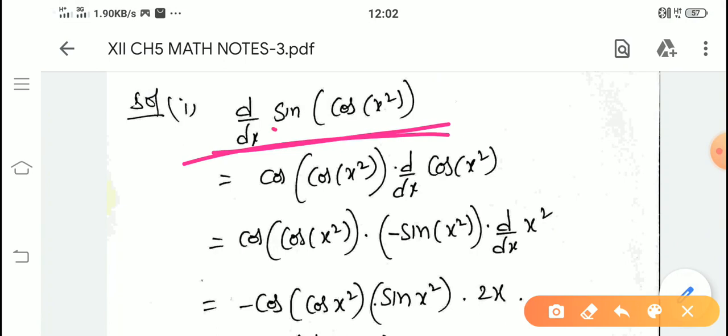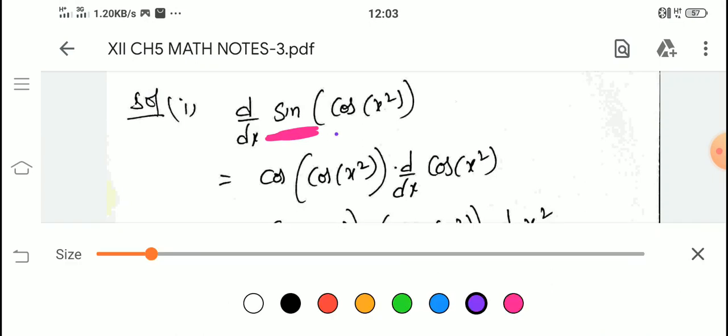Derivative of sin of cos of x square. There are three functions. What are the functions? Derivative of sin of cos of x square. So the very first thing you do is the sin derivative. Next you do the cos. Next, x square. One by one you do it like that.